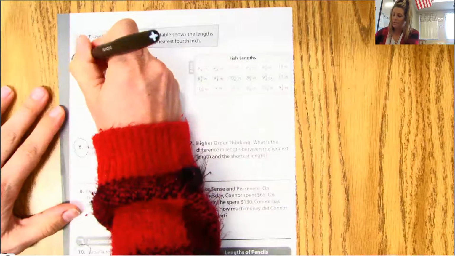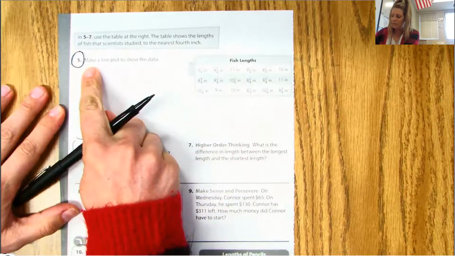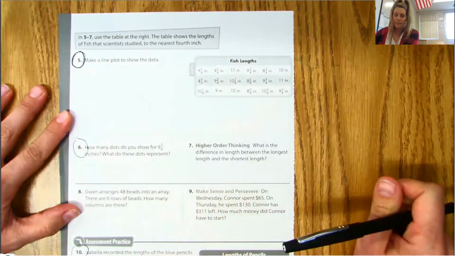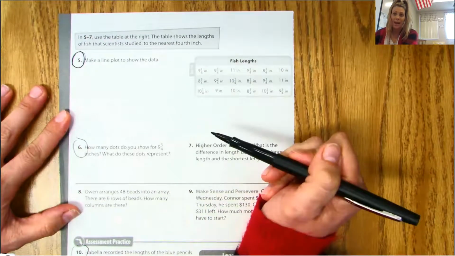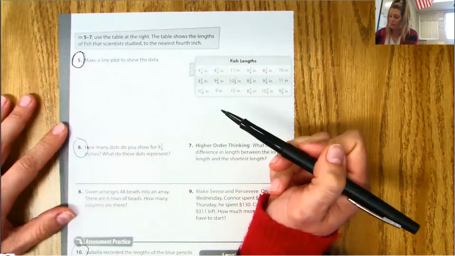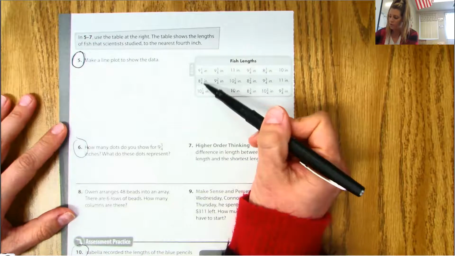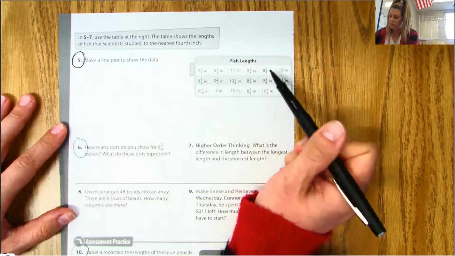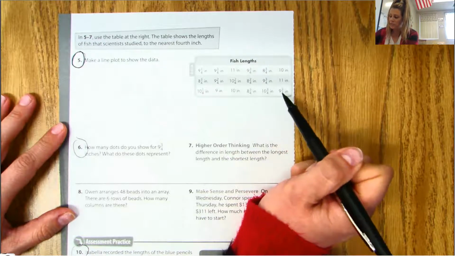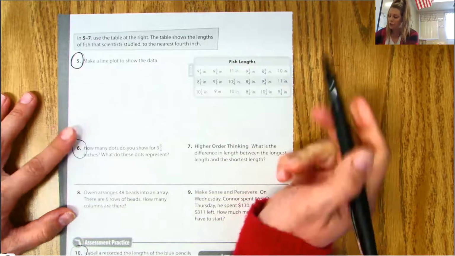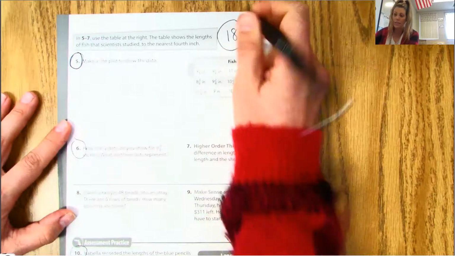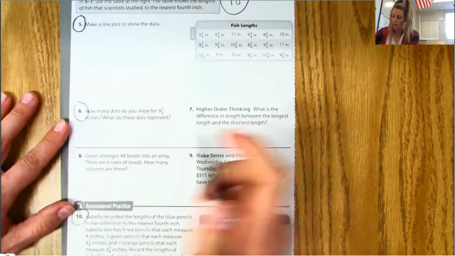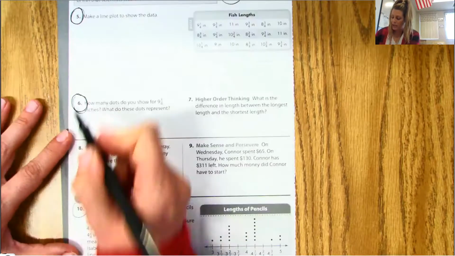Number 5. Now this one, guys, you have to make a line plot, but there are a lot of data points. So let's make sure we know how many dots you're going to have on your line plot. 1, 2, 3, 4, 5, 6, 7, 8, 9, 10, 11, 12, 13, 14, 15, 16, 17, 18. You better have 18 dots on your line plot. And then I want you to do number 6 and number 10.